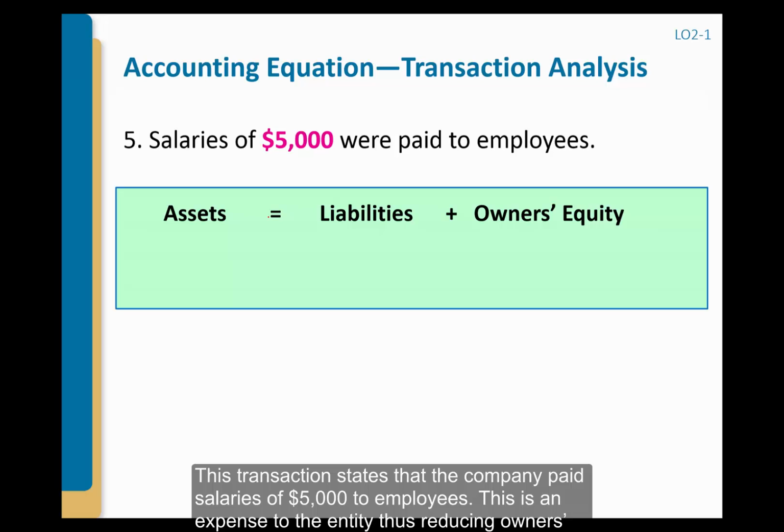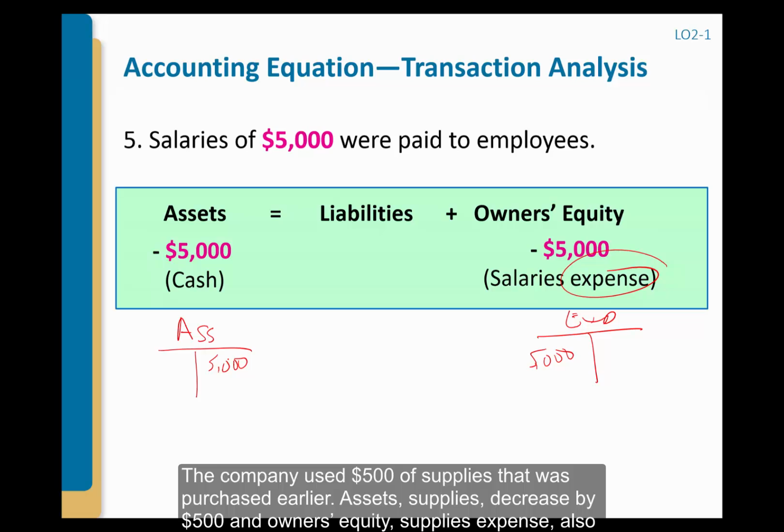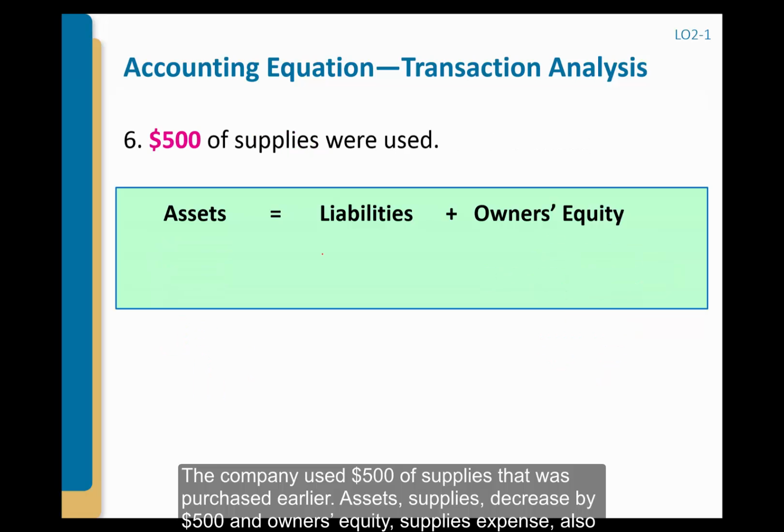So now if we pay $5,000 to employees for their salaries, we're paying them in cash, and then salaries expense, as we just mentioned, expenses have a debit, so we would have $5,000 here, and then this is the first time that we would have our asset of cash, and we are reducing it to pay our employees $5,000 as well. Now, if we used $500 of supplies, note we had supplies as an asset account, so we would reduce that, and then we would also have supplies expense as well.